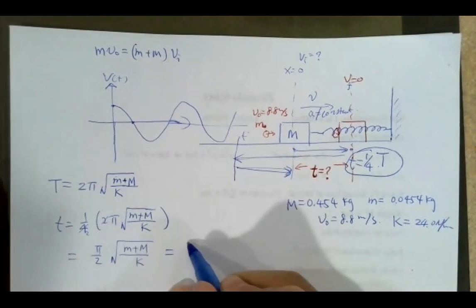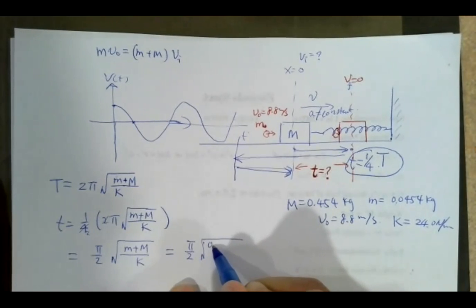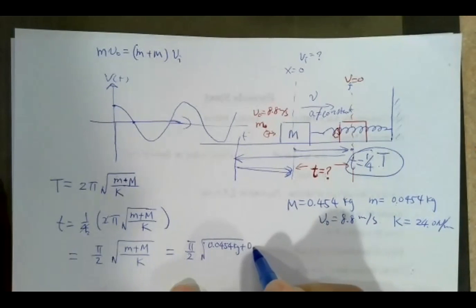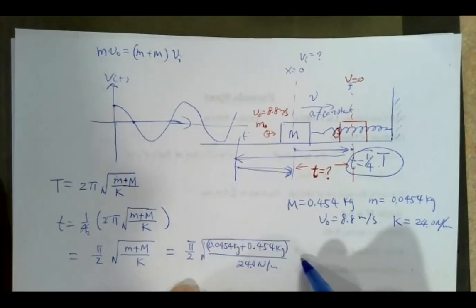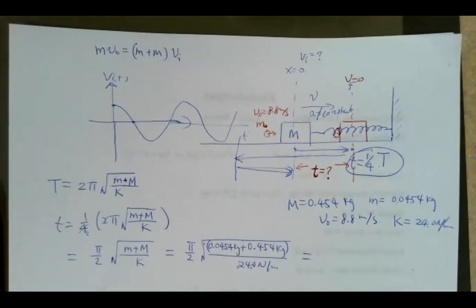Now I can just plug in the numbers here: pi over 2 square root of 0.0454 kilogram plus 0.454 kilogram, divided by 24.0 newtons per meter. That will give you the time it takes.